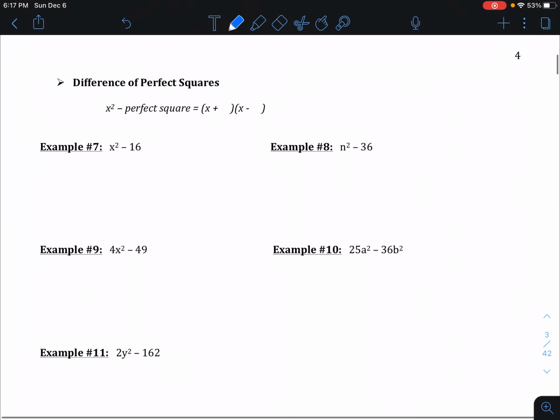Okay, the second thing we're going over today is called difference of squares. This is another one that a lot of students get intimidated by, but it's actually very easy, and you guys did learn about it in Algebra 1. It's called difference of squares, also known as difference of perfect squares.